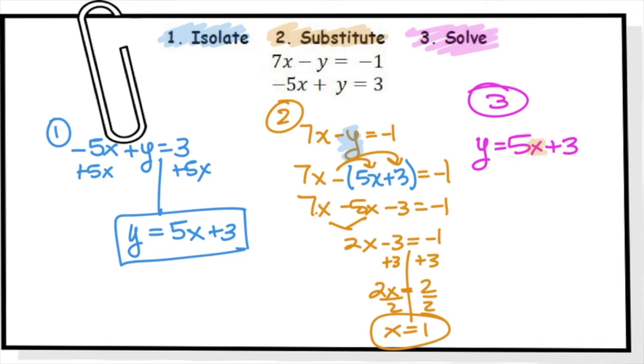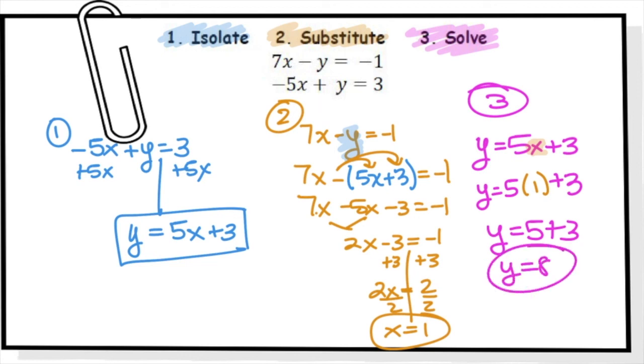And this is going to be y equals 5 parentheses, and we always put the 1, plus 3. So this is going to be 5 times 1, 5, plus 3, y equals 8. So now I know the x of my solution and the y of my solution. So my solution is complete. The solution for this system is 1, 8.